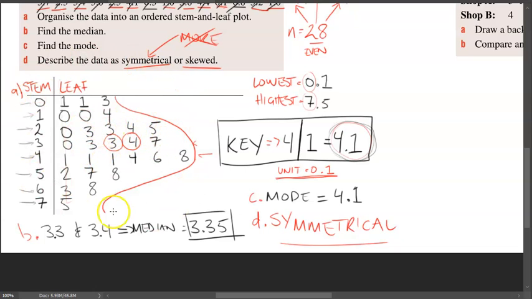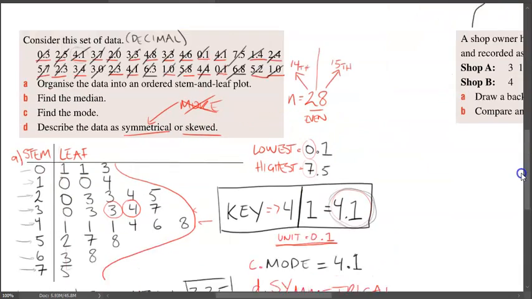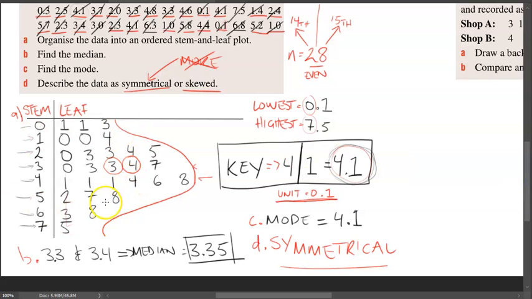There's so much information that I can extract by taking these decimal numbers right here and putting it into a stem and leaf plot. It's a nice way of displaying information. One of my favorite ways, to be honest, and it's actually quite simple to do.